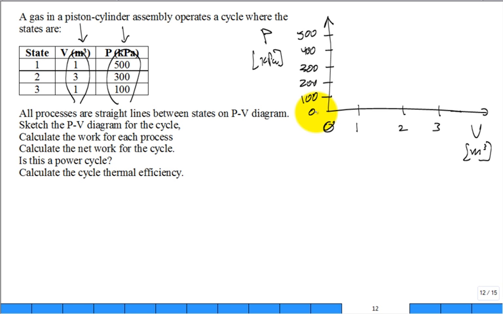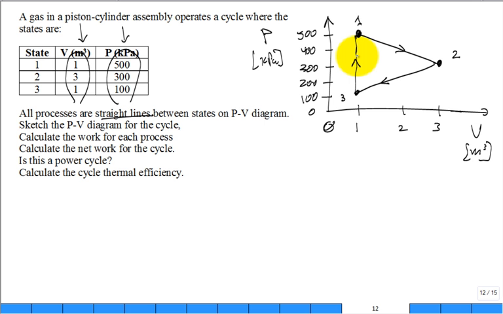Then we can easily, with confidence, put in state 1. It's at a volume of 1, pressure of 500. There you go, that's state 1. Then state 2, volume of 3, pressure 300. That's right there, state 2. And then volume 1, pressure 100, state 3 right there. And the problem said it's straight lines on a PV diagram, so it's just there. 99% of the students got that.